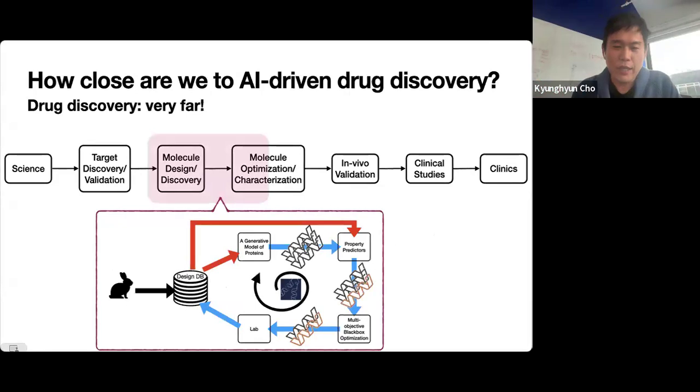And then what I showed you today covers about 1.5 steps in this long process. So when it comes to drug discovery, there are so many things that we need to do. And what I showed you is a promising step, but it's a promising tiny step that we have taken.